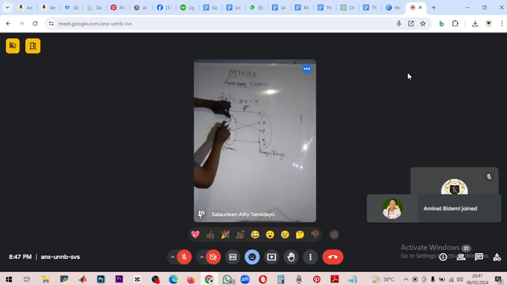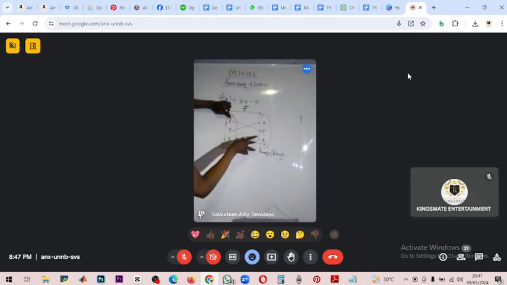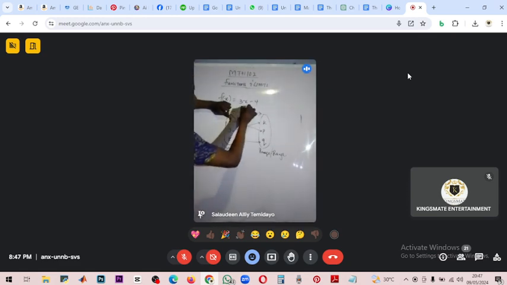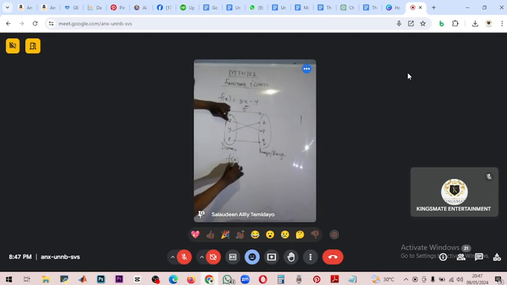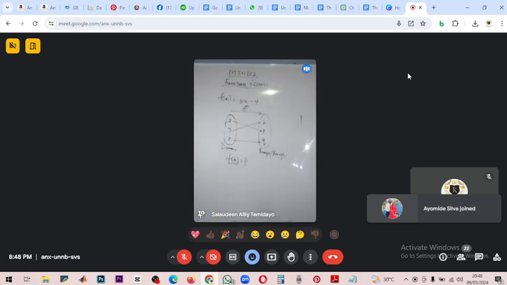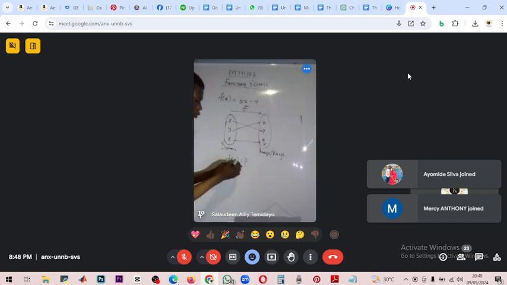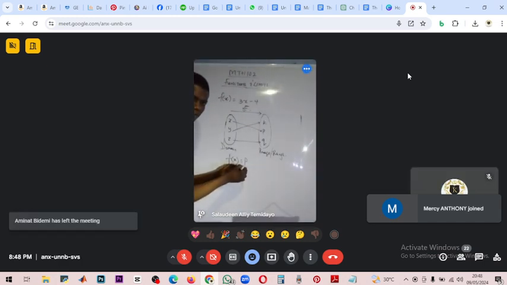X is being mapped to what? To P. This is a one-to-one mapping. You know that? X to P. So we say through this function, that is f of x is what? Equal to P. F of x is equal to P. So we say x is the domain, while P that is gotten is the range. Please understand what I just explained. X is the domain, while P is the image.